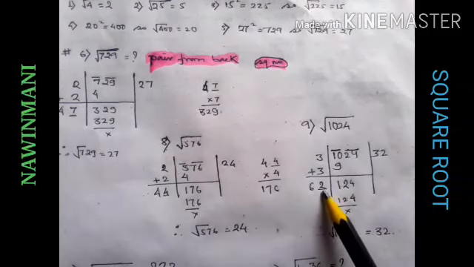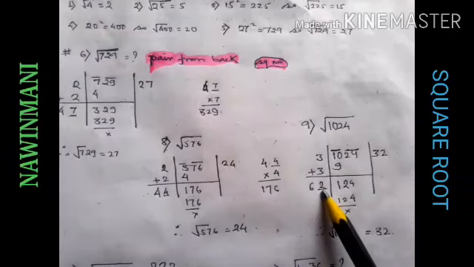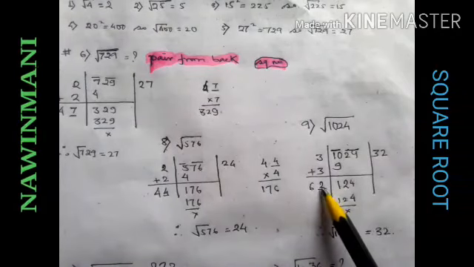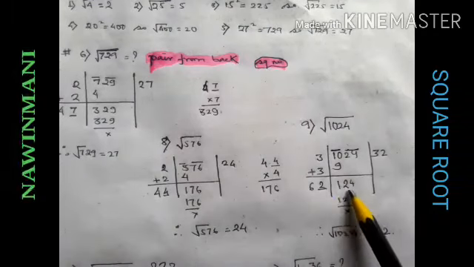Okay, then here we put one dash. Then what I do, I'll put one number here and the same number I'll multiply with to get this.